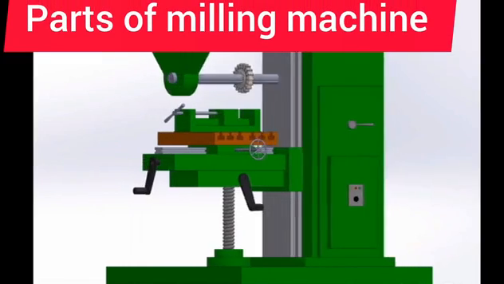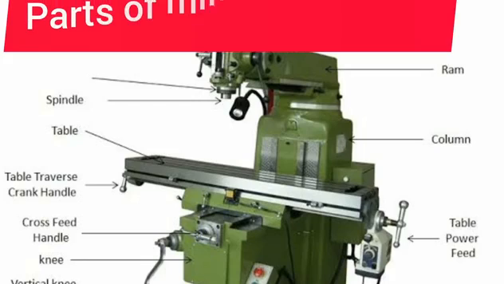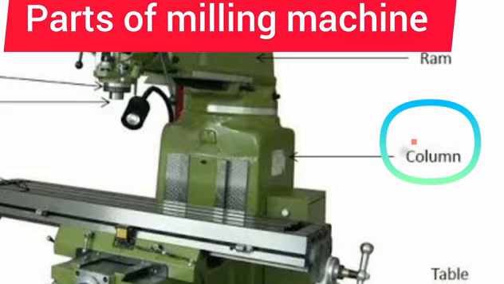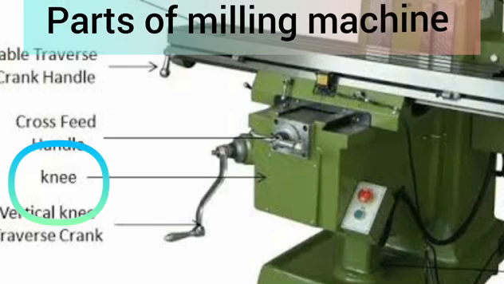Parts of milling machine. A milling machine consists of several major parts, including 1. Base. The base provides support and stability to the machine. 2. Column. The column is a vertical structure that houses the milling machine's main components and allows for vertical movement. 3. Knee. The knee is an adjustable vertical casting that moves up and down on the column. It supports the saddle and table.